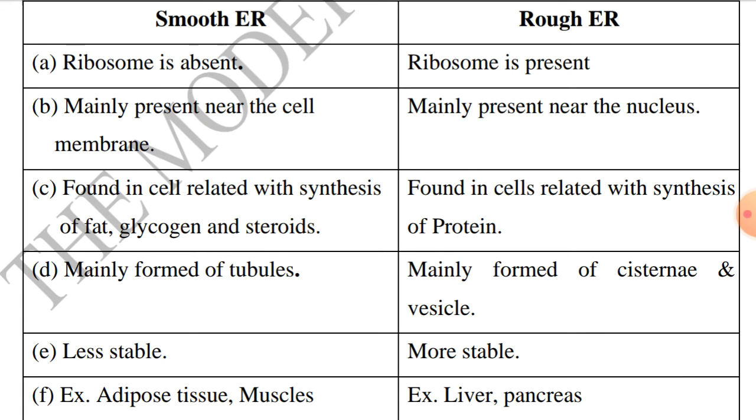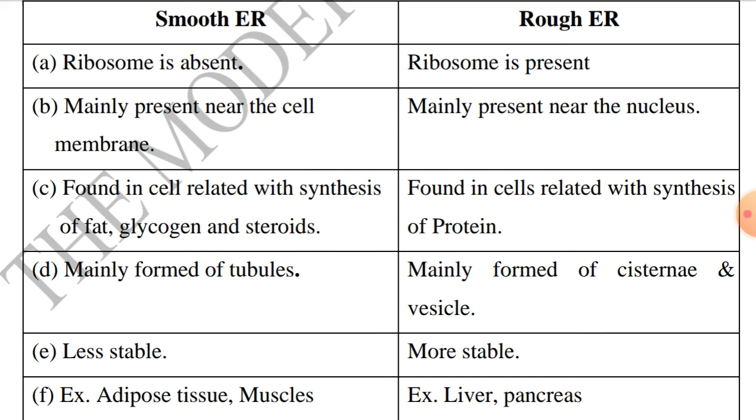Smooth ER is found in cells related with synthesis of fat, glycogen and steroid. And rough ER is associated with synthesis of proteins. Smooth ER is formed of tubules. Rough ER is formed of cisternae and vesicles. Smooth ER is less strong or less stable. Rough ER is more strong or more stable.